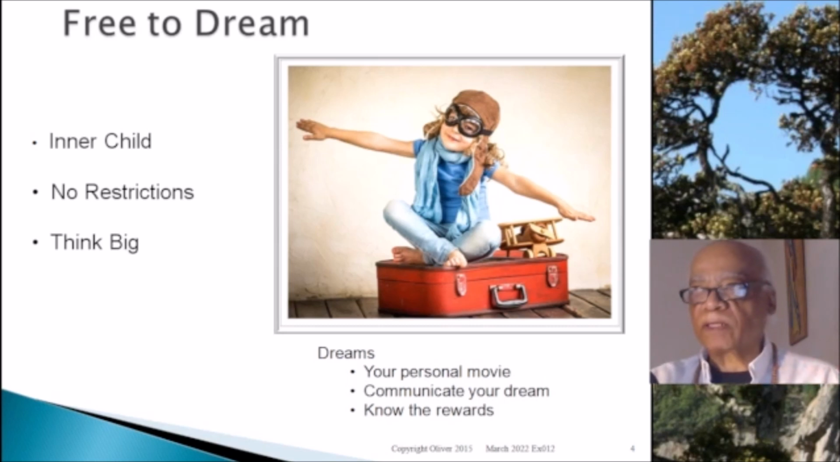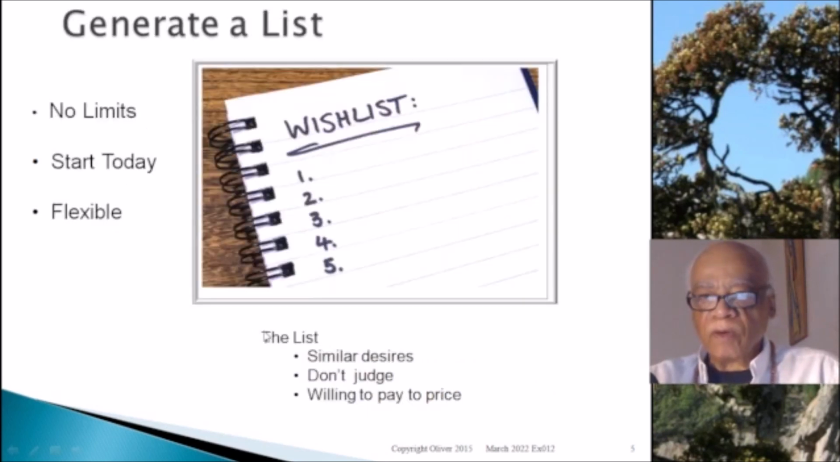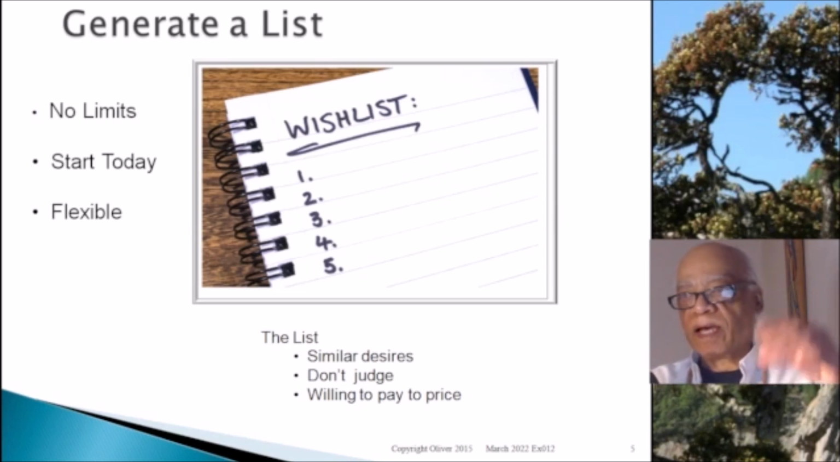So be free to go back to when you were a child and think of what you want to do into your future. Don't put any restrictions there. Think big. So start with a list, no limits, and start today. But what I'd like you to do is each day pull up that list and just look at it for a few minutes. You might take something off, you might add something, but don't worry about how many things are in it. And don't worry if it's a high level thing such as wanting love in your life, or if it's a specific thing about wanting to be with a particular person. The level of detail, whether general or specific, is okay.